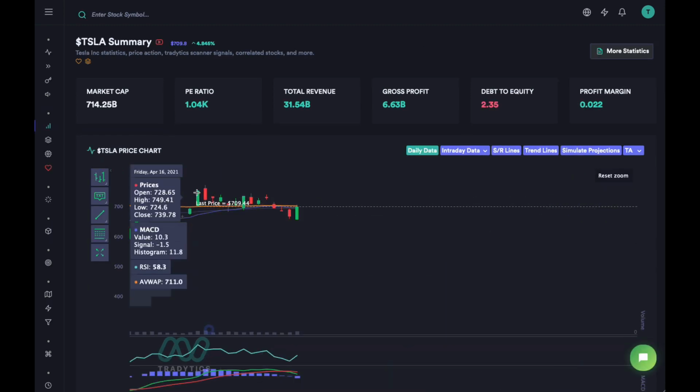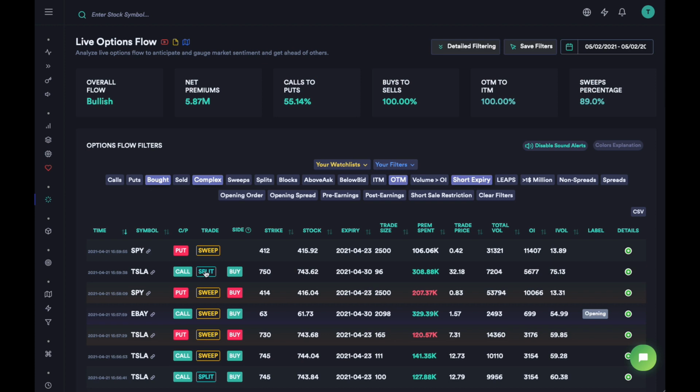Let's see. April. This is April. So the price actually did not go. The next day, you can see that it went to a high of 753. So this was actually a pretty decent order, but it did not go above this.